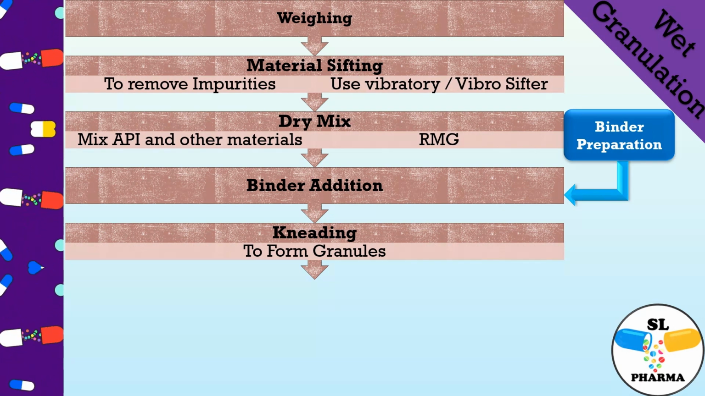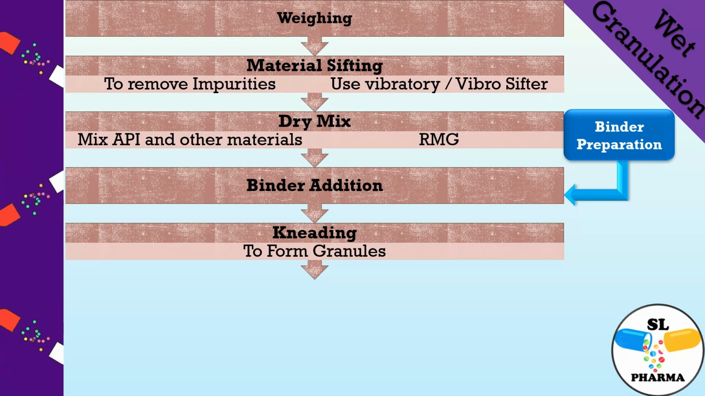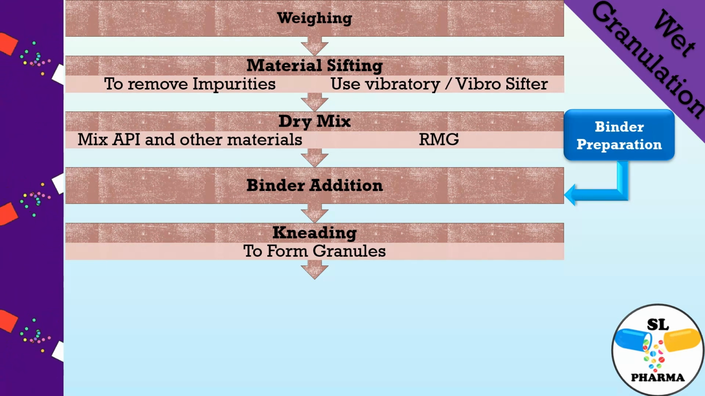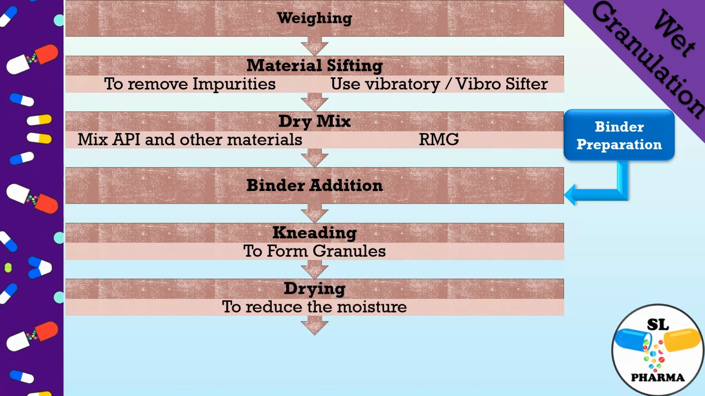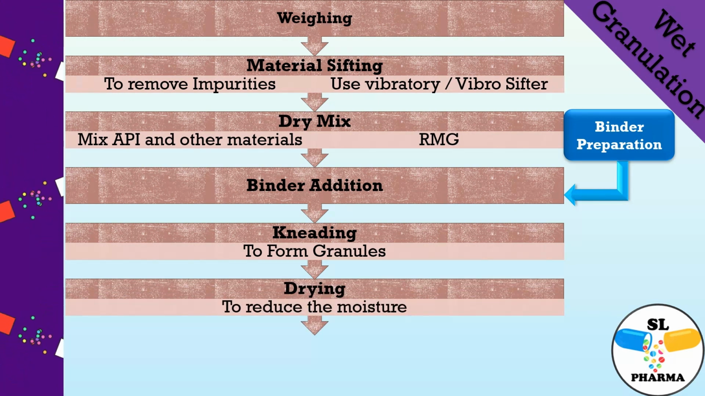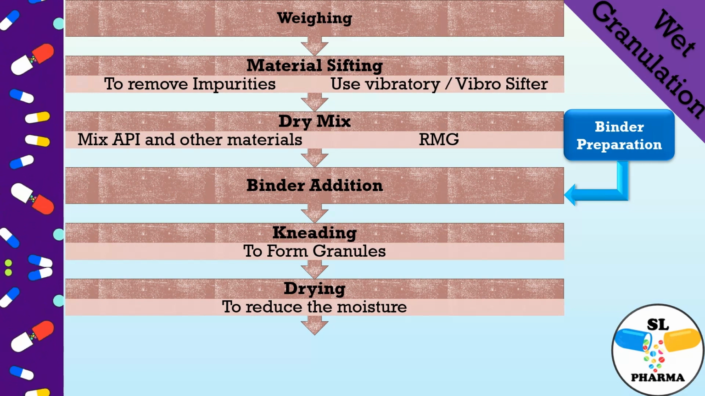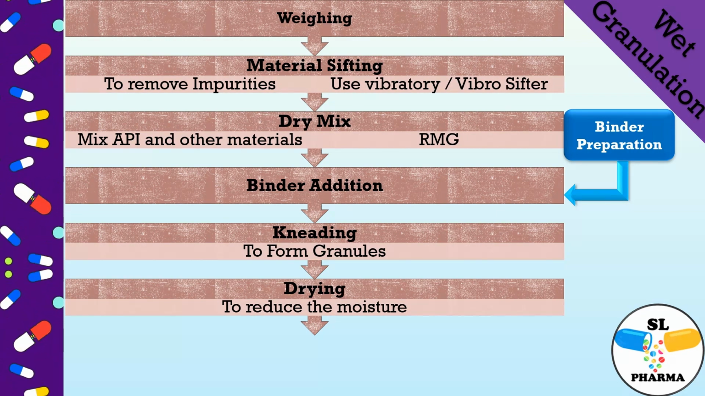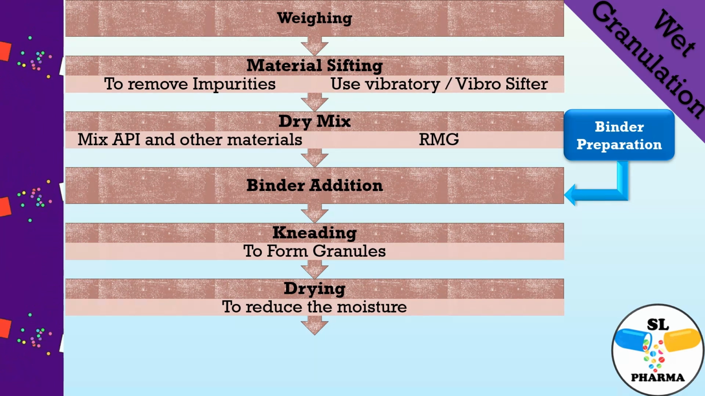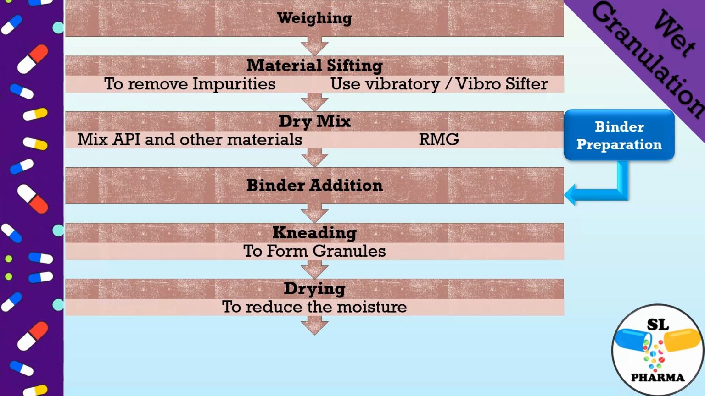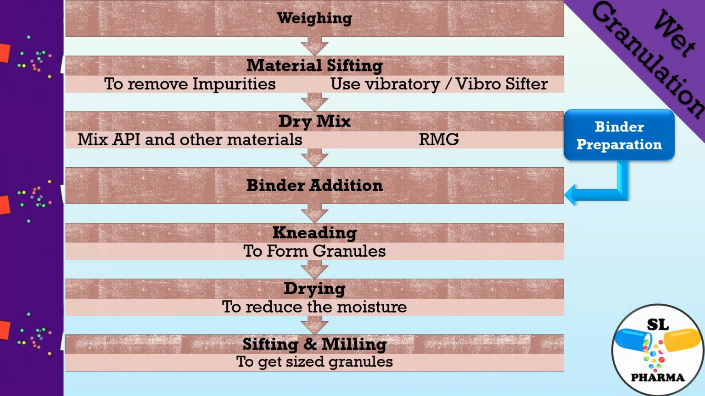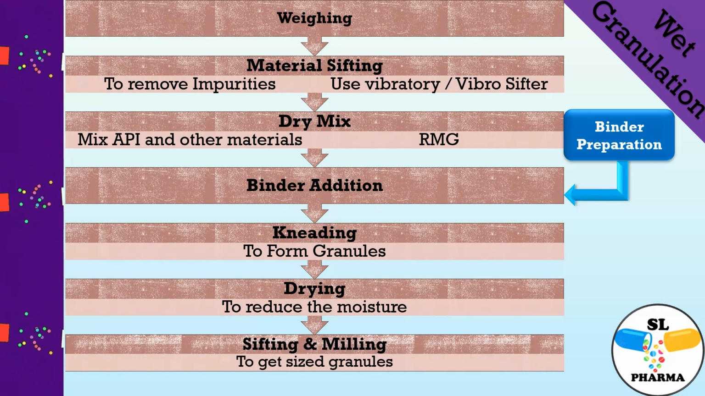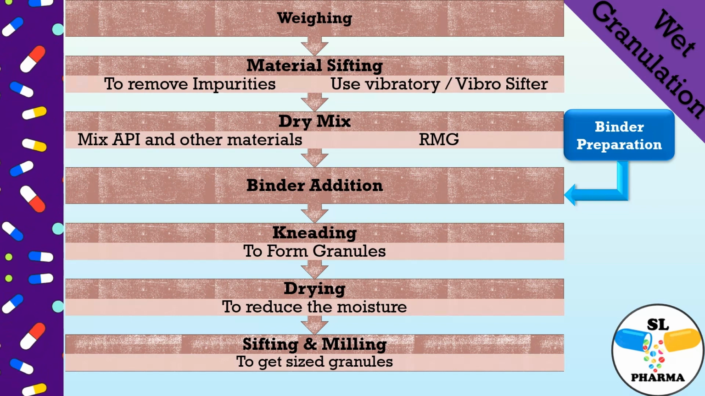This process can be done in a high shear or low shear mixer. Continue to mix until the powders form into small, wet agglomerates. Then pass the wet granules through a screen or sieve to break them into smaller, more uniform granules. Then dry the granules to remove moisture. This can be done in drying ovens or fluidized bed dryers. After drying, sift and mill the granules using multi-mill and vibro sifter to get uniform particle size.